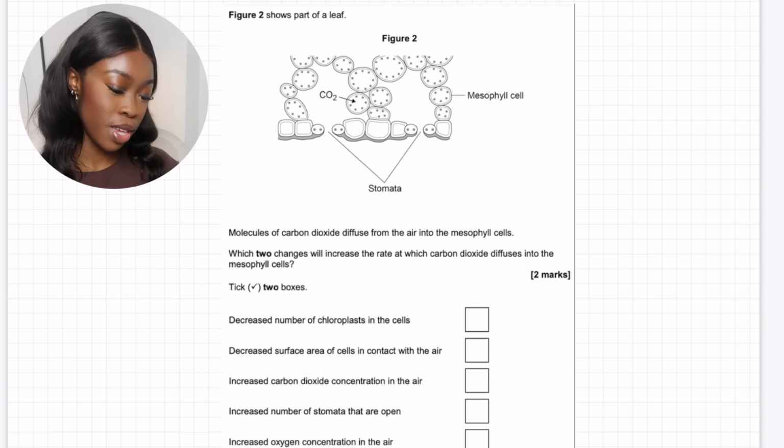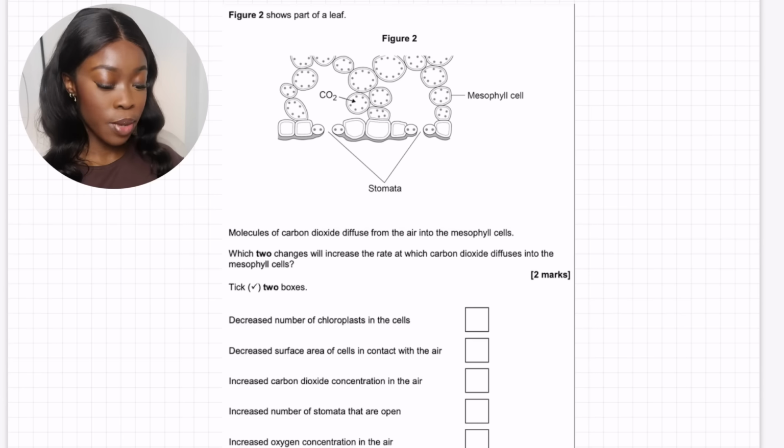So this one is basically showing a leaf. It's talking about carbon dioxide entering the mesophyll cells, and it's basically asking about which two changes will increase the rate of carbon dioxide being diffused into these cells. And this is basically a diffusion question.